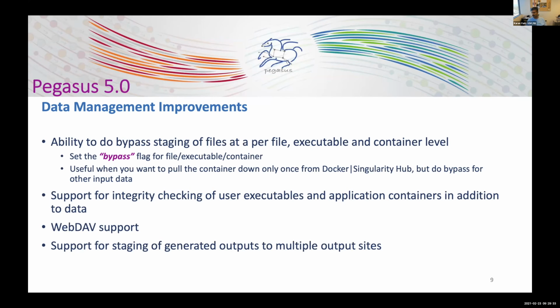We've completed our loop on integrity checking. So in addition to user data, we are also integrity checking user executables and application containers. In Pegasus Transfer, we've introduced support for WebDAV, and we've also introduced support for generating outputs to multiple output sites. So historically, you could run your workflow, get Pegasus to run on multiple execution sites, but have outputs transferred only to one output site. So with Fibo, you can actually get Pegasus to transfer the generated outputs to multiple output sites.